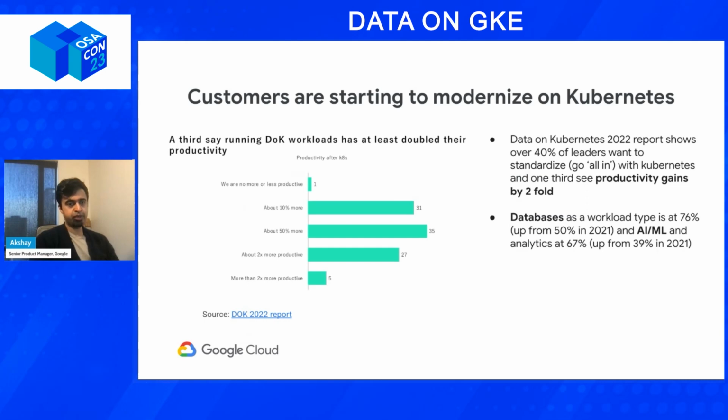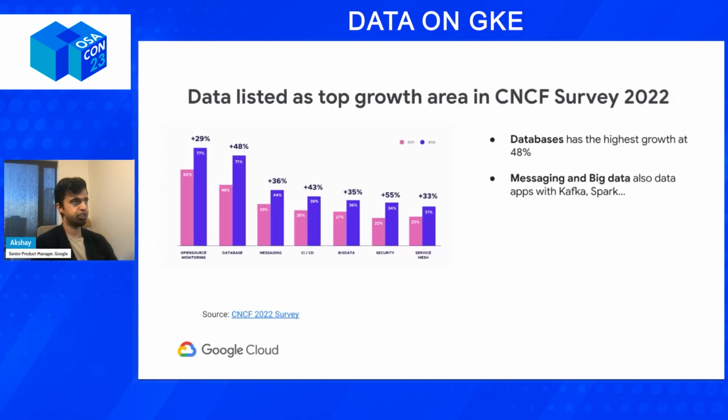The difference between the 2021 Data on Kubernetes report and the 2022 report shows a journey our customers went through: kicking the tires in 2021, and in 2022 seeing productivity gains and more production use cases. A lot of them said they had at least twofold gains in productivity by running stateful apps or data apps on Kubernetes. Databases and AI/ML were some of their top trending apps, where they really leveraged their productivity gains.